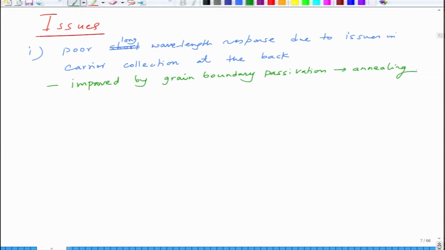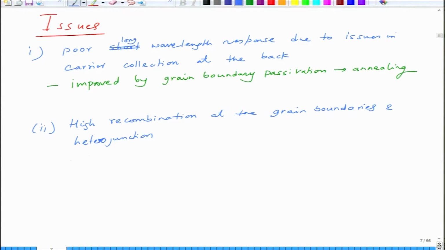Okay. Then the second issue that comes is high recombination at grain boundaries and the heterojunction. Since it is a heterojunction, the recombination is more, and so basically the J_D is higher than in polysilicon. So, this is an issue.